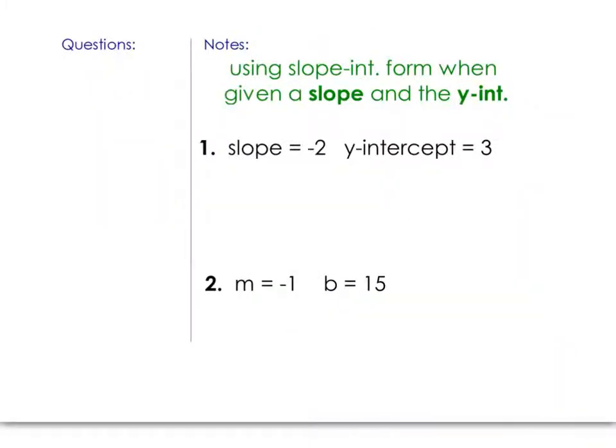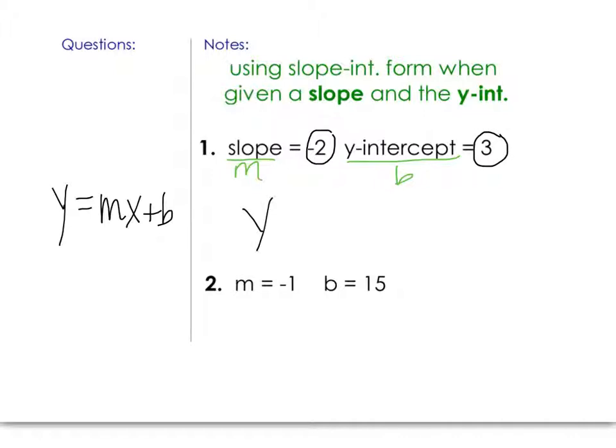So using slope-intercept form when given a slope and the y-intercept, my form is y equals mx plus b, where m is my slope and b is my y-intercept. So if I substitute -2 in for my slope and 3 in for my y-intercept, I get y equals my slope of -2 times x plus b, my y-intercept. And that is your equation of a line in slope-intercept form.